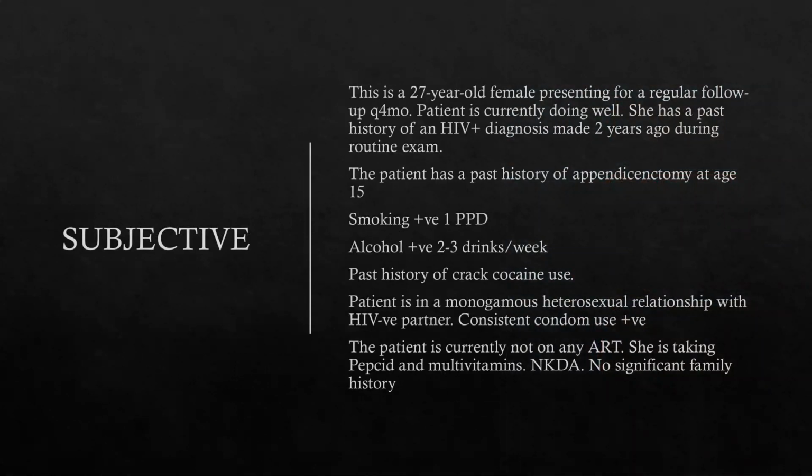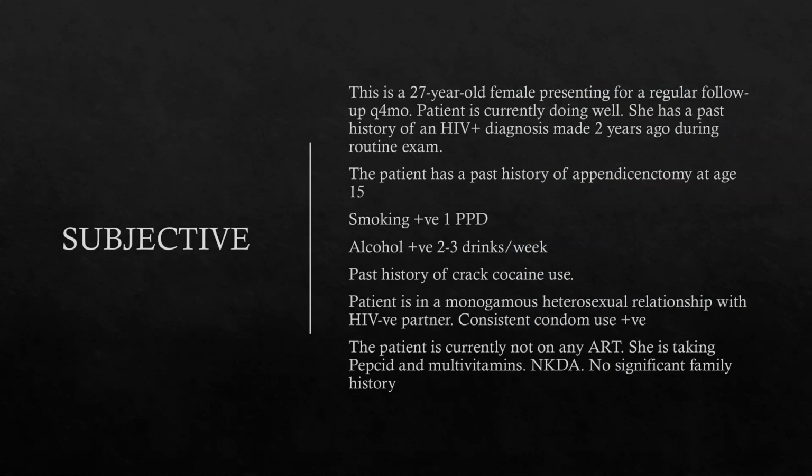This is a 27-year-old female presenting for a regular follow up every 4 months. Patient is currently doing well. She has a past history of an HIV positive diagnosis made 2 years ago during a routine exam. The patient has a past history of appendectomy at age 15. Smoking is positive. She drinks alcohol. She has a history of crack cocaine use.